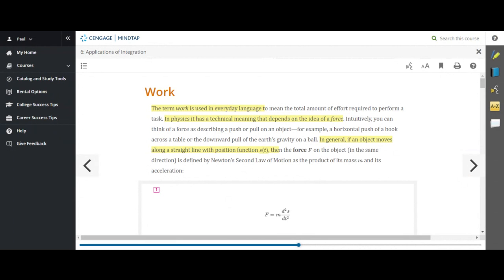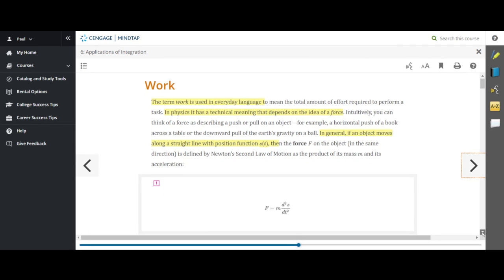Well, work means the total amount of effort required to perform a task. That's the everyday use. But in physics, it has an idea in terms of force. You can think of a force as describing a push or a pull on an object. For example, a horizontal push of a book across a table, or the downward pull of Earth's gravity on a ball. If an object moves along a straight line with a position function, then the force on the object is defined by Newton's second law of motion like this.